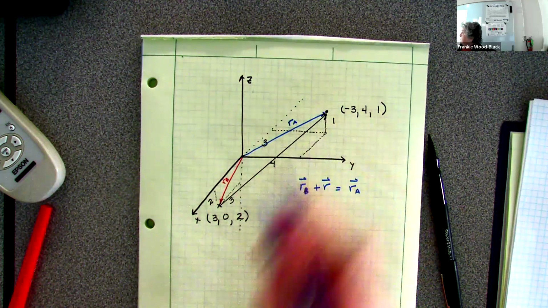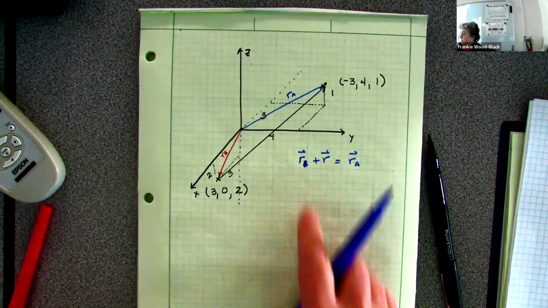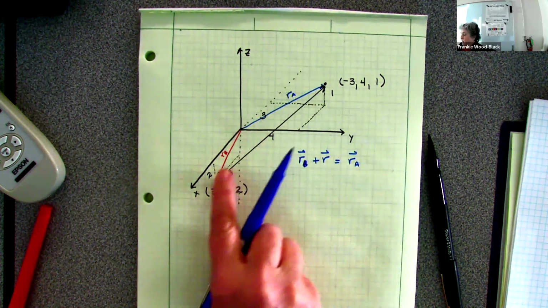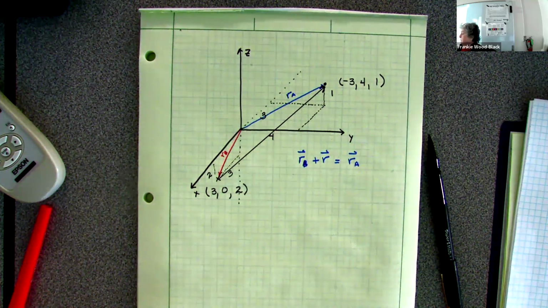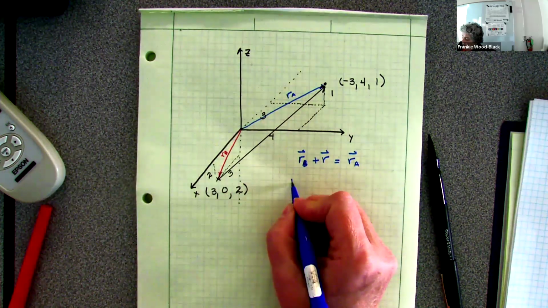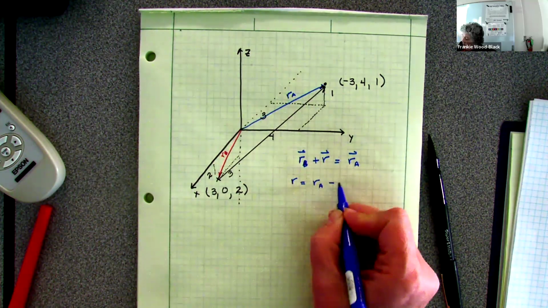I'm doing head to tail, so I have all my directions correct, because that's one thing as you guys get into what we're about to do: trying to keep your directions correct. A lot of times you'll end up backwards, upside down, and all over the place. So you want to make sure that you've got your vectors there. Doing head to tail, my RB plus my R will give me RA. So R is going to equal RA minus RB.